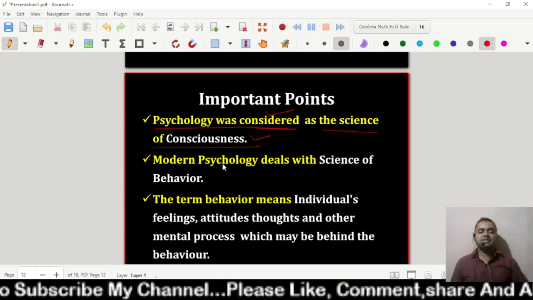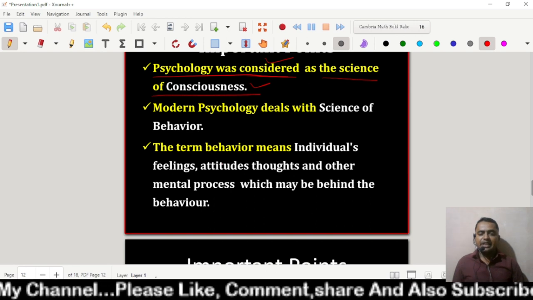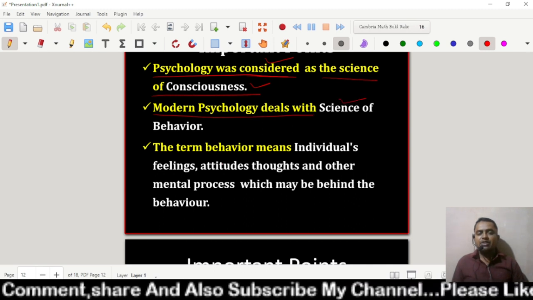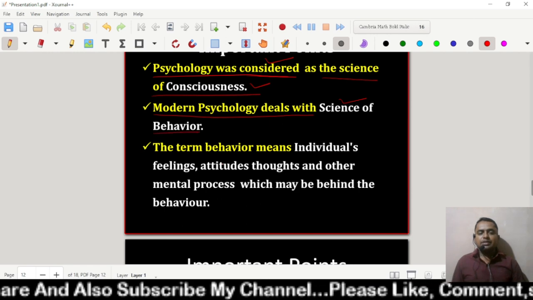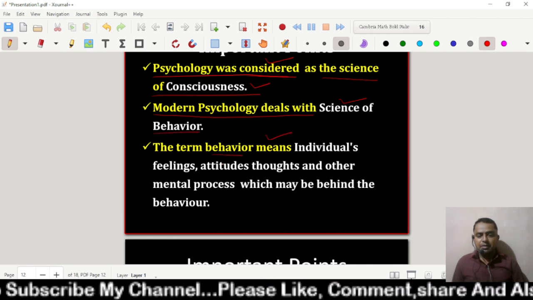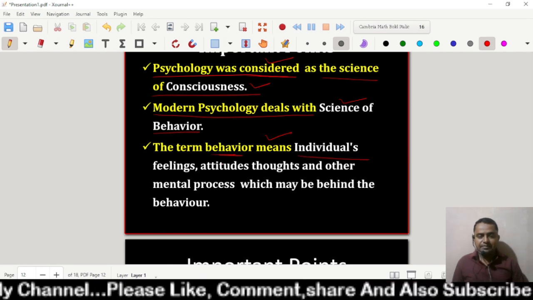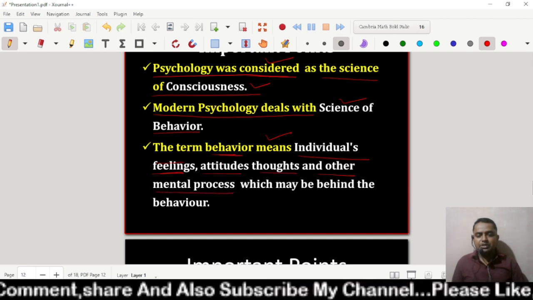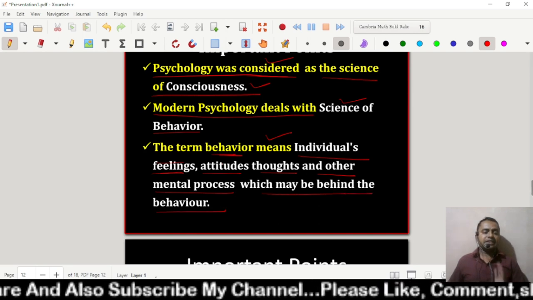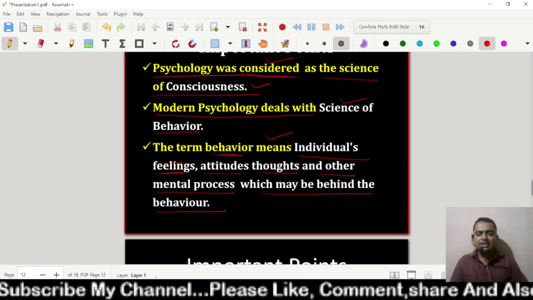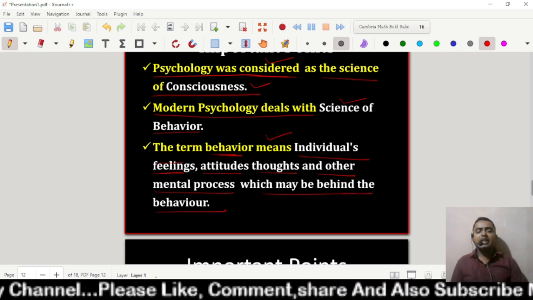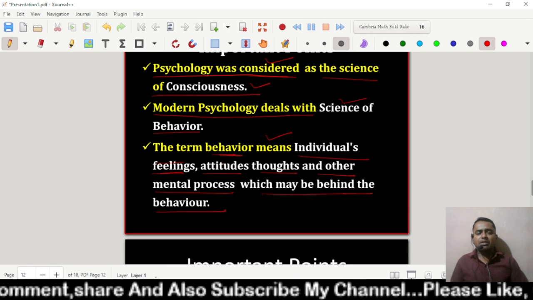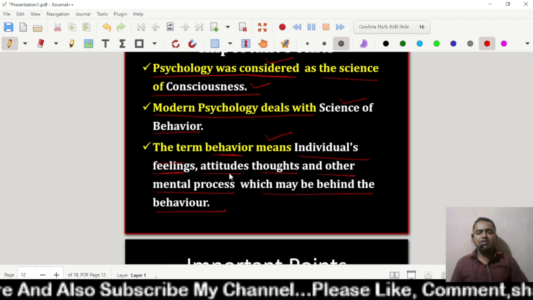Modern psychology deals with the science of behavior. The term behavior means individual feelings, attitudes, thoughts, and other mental processes which may be behind the behavior. These mental processes are behind the behavior of persons. So this is the meaning of behavior.